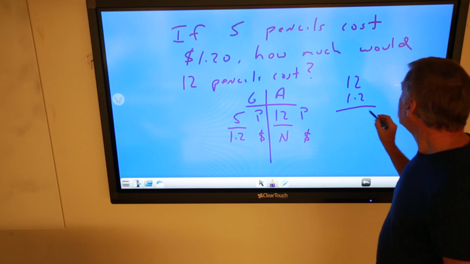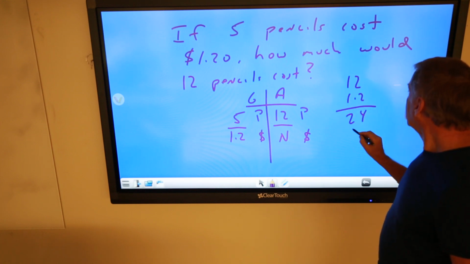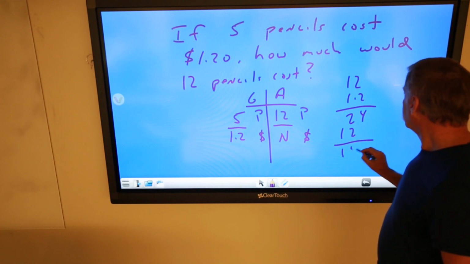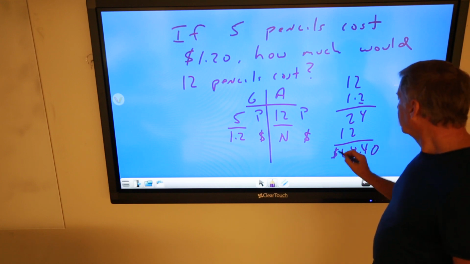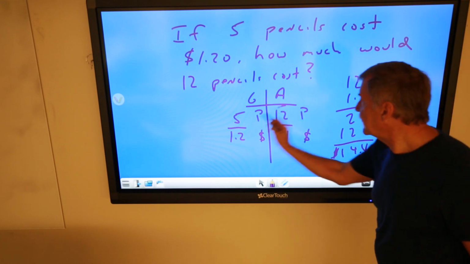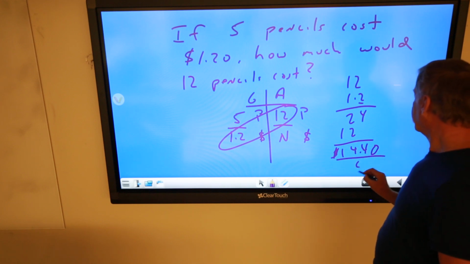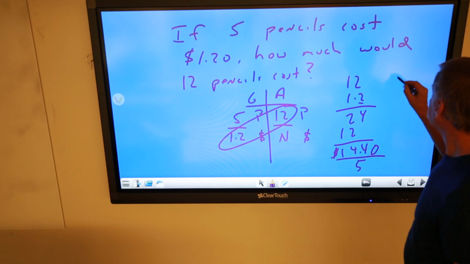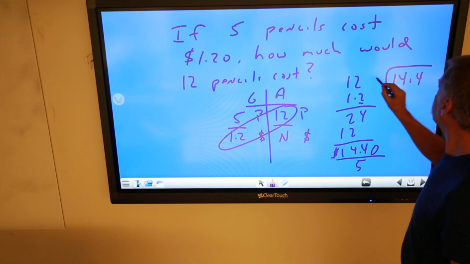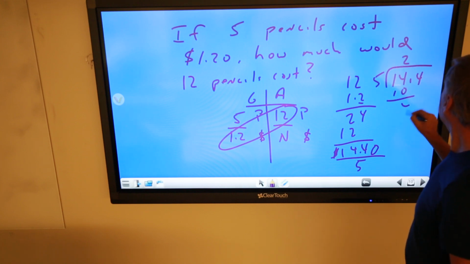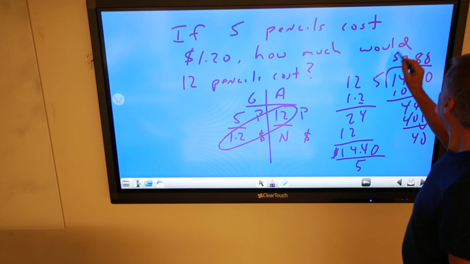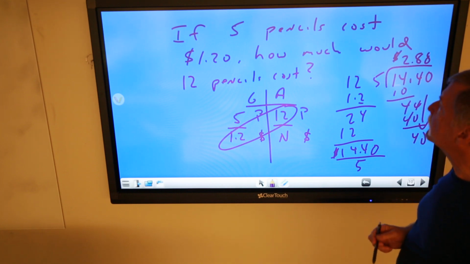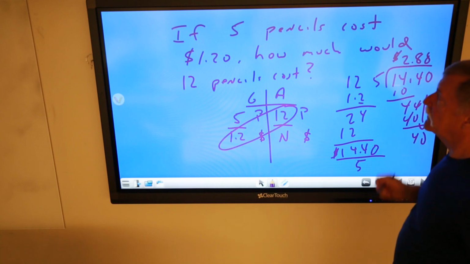12 times 1.2, twice that is 24, and shift it over, 144. And I've got one decimal place there, so I've got 14.4 in that. But then don't forget I have to divide by 5. And so 14.4 divided by 5 goes twice, 4 left over, 0.8, and bring down a 0, and 8. So 12 pencils would cost $2.88.